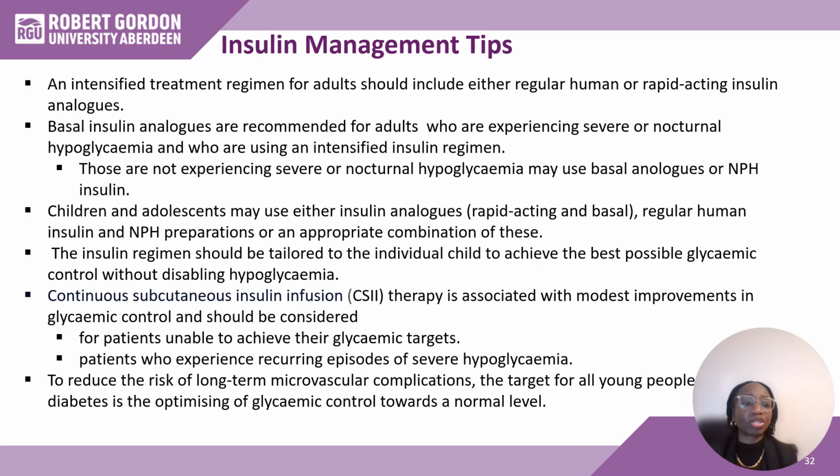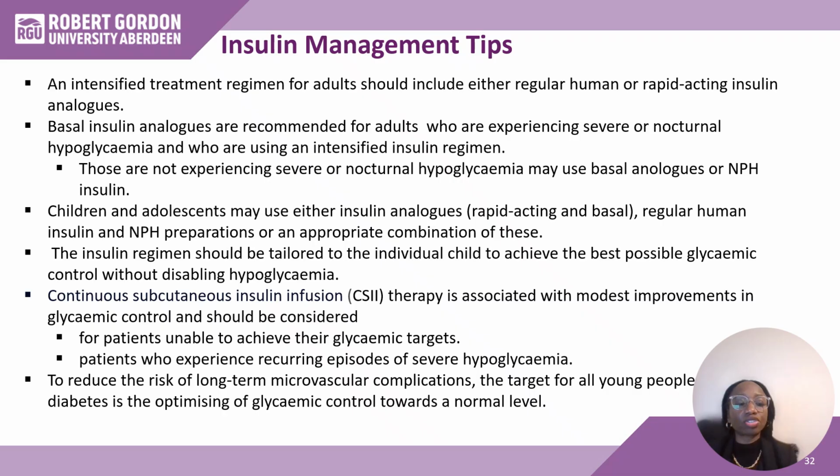But this is different when we look at children and adolescents. They can either use the insulin analogs, rapid acting and basal. They can use the regular insulin or the NPH preparations at an appropriate combination of these. Insulin regimens should be tailored to the individual child to achieve the best possible glycemic control without disabling hypoglycemia. So the continuous subcutaneous insulin infusion, the insulin pump, is associated with modest improvements in glycemic control and should be considered for patients unable to achieve their glycemic targets and patients who experience recurring episodes of severe hypoglycemia.